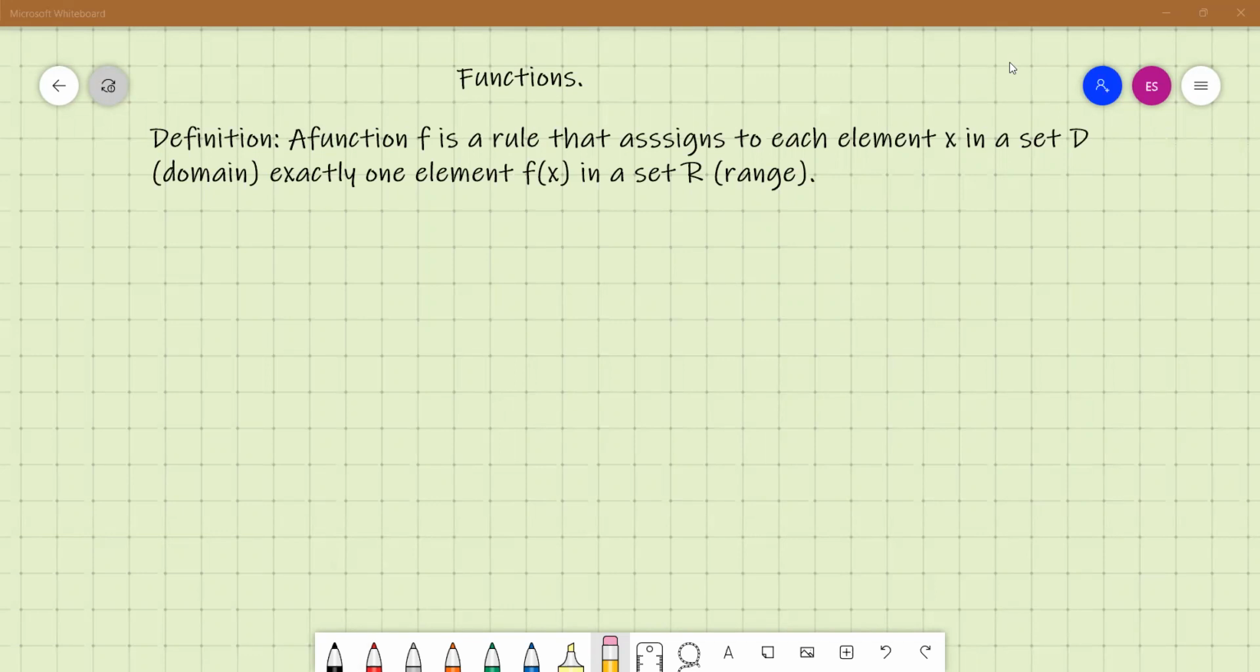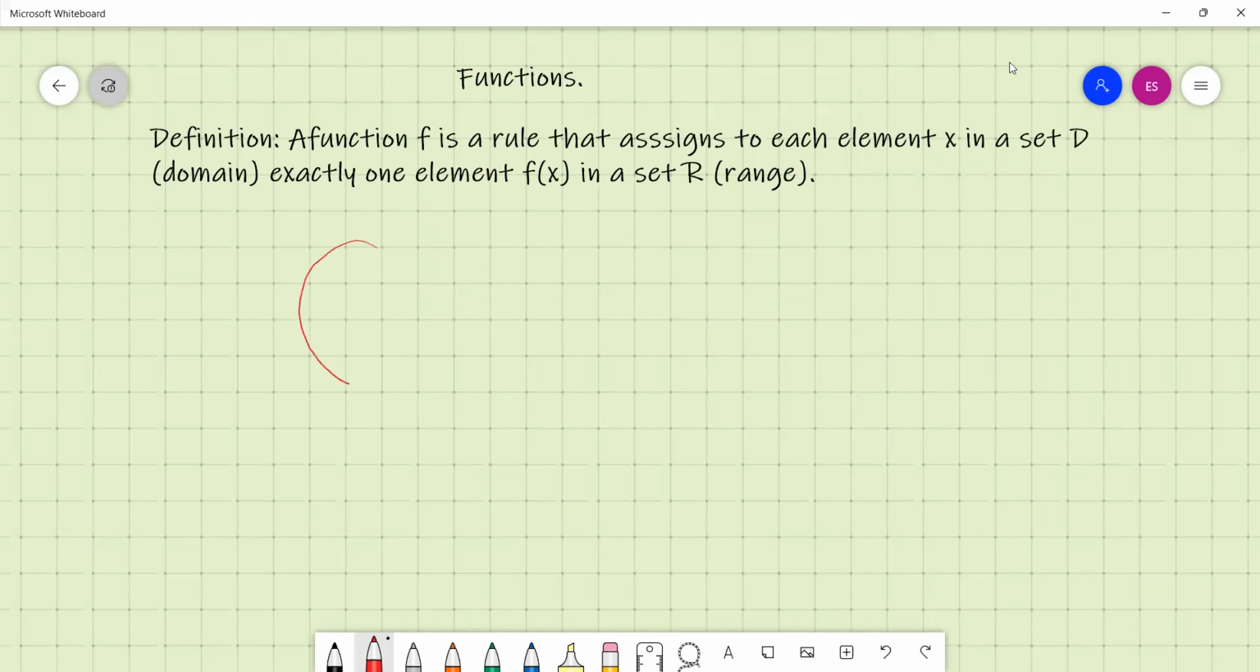I'm going to draw a little picture visualizing this definition. That's going to be my set D, and I'm going to put here domain. And here is going to be my set R, range. And here is going to be element x in the set D. Element x can be a number, or some other object, for example a student, a student ID, or a car. It's not necessarily strictly a number. We are dealing with numbers in math, but it can be something else.